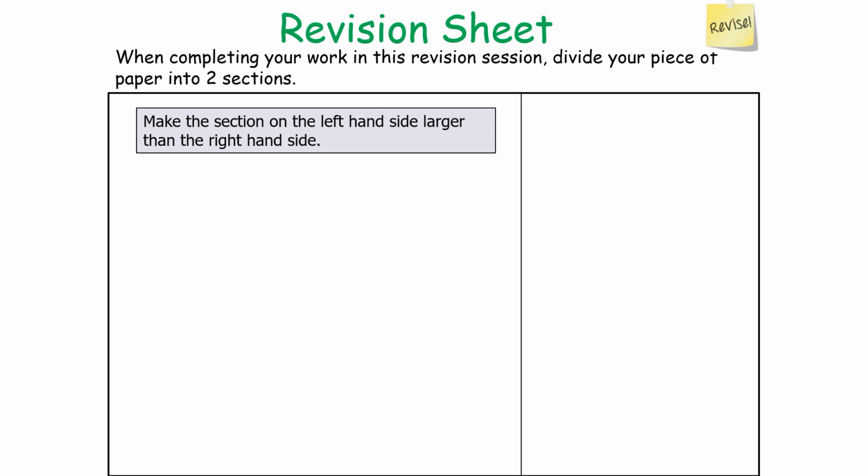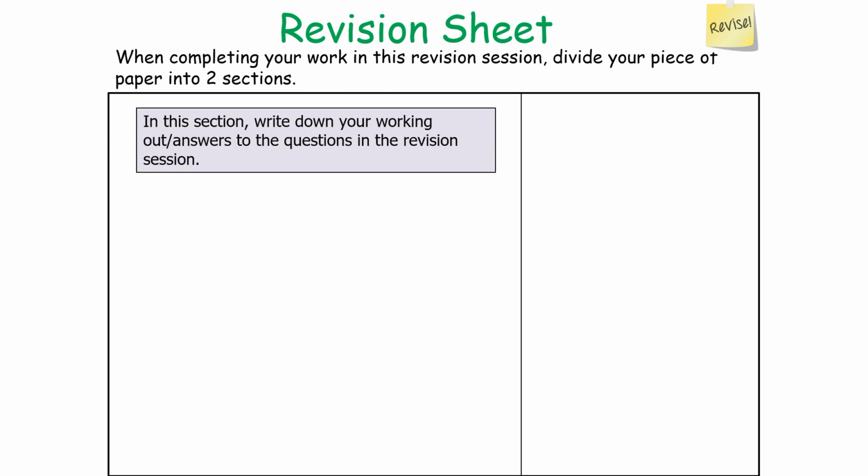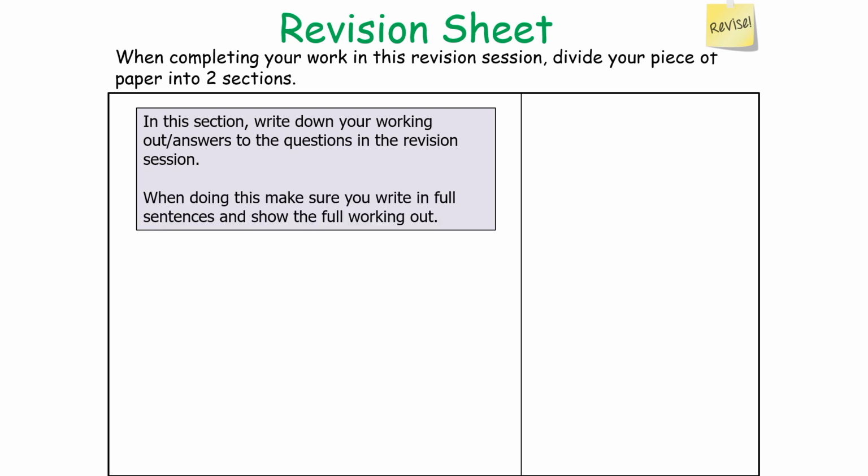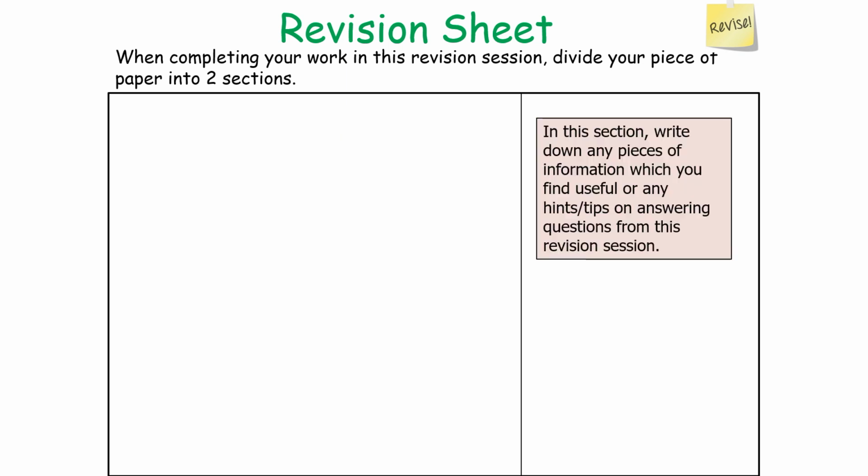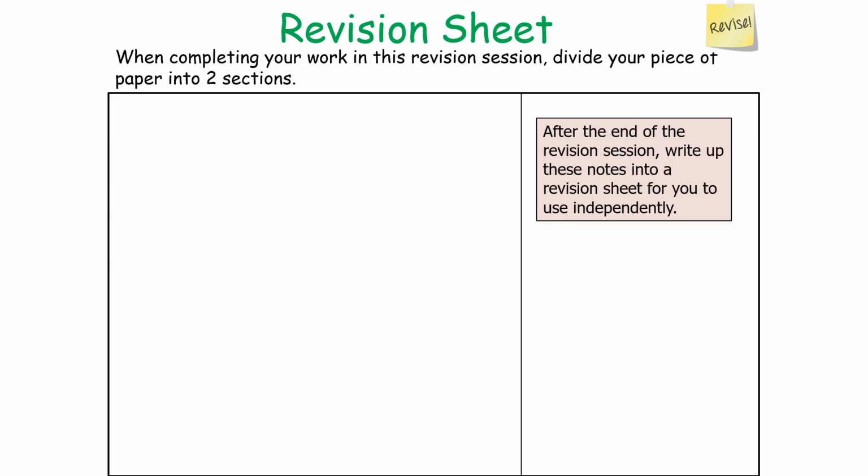So let's look at how you should prepare for this revision session. Firstly, when completing your work in this revision session, divide your piece of paper into two sections. Make the section on the left hand side larger than that of the right hand side, and in this left hand side section write down your working out and answers to the questions in the revision session. When you're doing this, make sure you write your answers in full sentences and show your full working out. Whilst on the right hand side, write down any piece of information which you find useful or any hints and tips on answering questions from this revision session. And at the end of the revision session, write up these notes into a revision sheet for you to use independently.